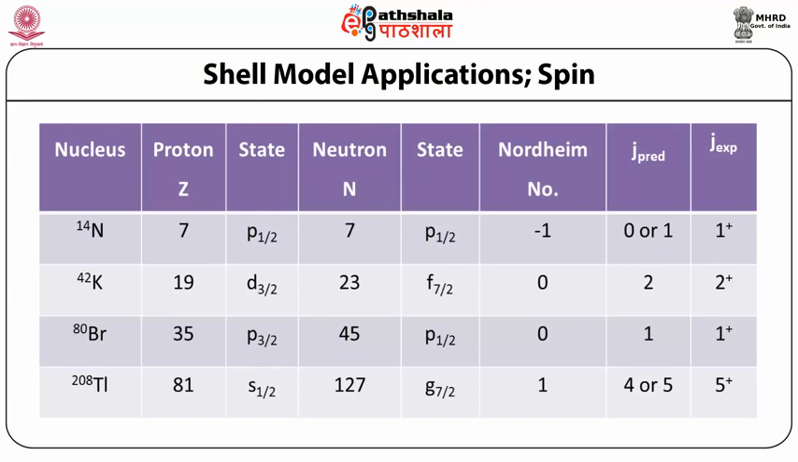Shell model applications, spin. In this slide, we are going to discuss the application of the shell model in determining the ground state spin of various nuclei. A table is given in which various details of various nuclei are shown. The different columns are nucleus, proton number, state, neutron number, state, Nordheim number, J predicted and J experimental. Here all odd nuclei are discussed.